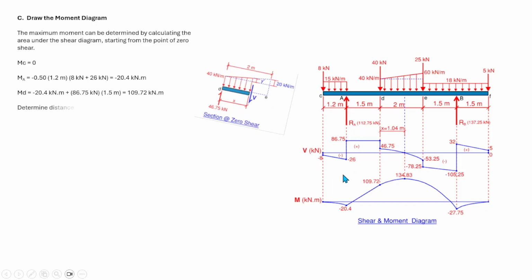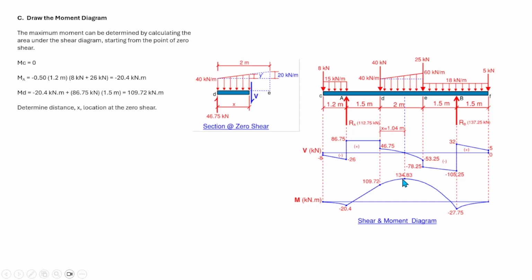Now we can proceed to determine the moment where the shear is 0, and that is also the location of our maximum moment. To determine the distance x at the location of zero shear, we cannot determine it by ratio and proportion because it is a second degree curve. It is parabolic. So we need to formulate an equation in terms of x.